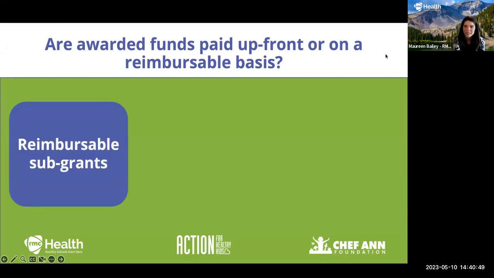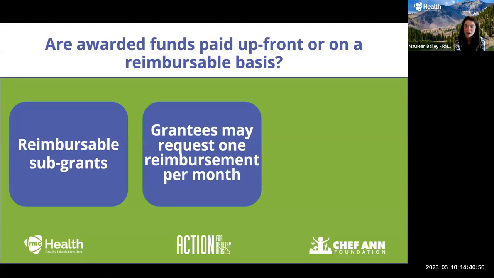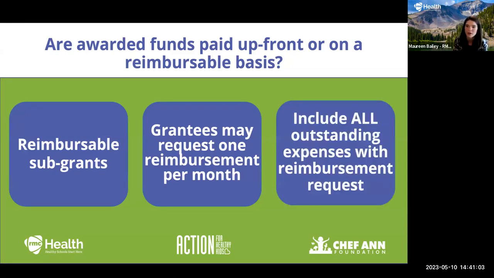The Healthy Meals Incentives grants are reimbursement subgrants in which grantees will be allowed to request one reimbursement per month for all outstanding expenses at the time of the reimbursement request. The reimbursement request will require details of actual expenditures by budget category, along with supporting documents for the reimbursements requested. Supporting documentation may include, but is not limited to, invoices, receipts, canceled checks, and purchase orders. Great. Thank you so much, Maureen.